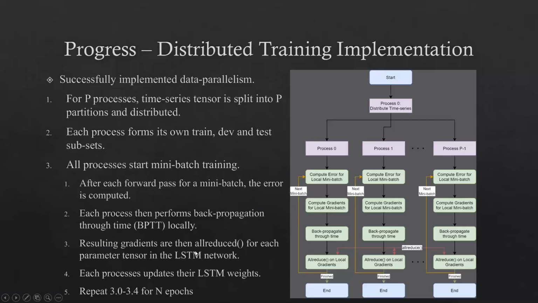So if we have 10 different processes compute the forward pass for the batch that they're currently on, they compute the gradients for every weight tensor in the LSTM, then all of those gradients are communicated and added together. Now each of the 10 processes have the same gradient that they can then apply to the network. Okay, so once they have the gradient, they can update the weights, and then you just repeat for however many epochs you want to train.